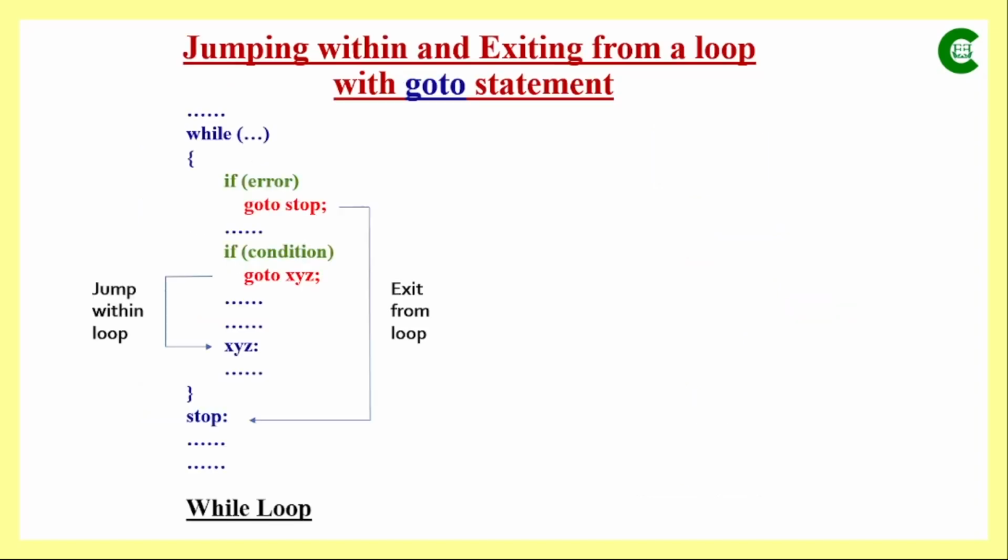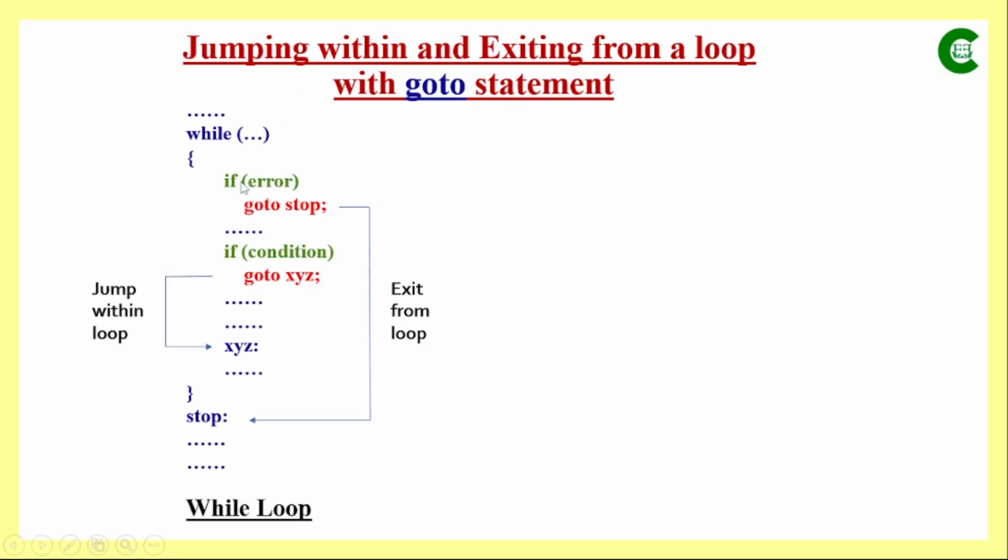Like the break statement, we have the goto statement in C programming, and this is a sample while loop where we can see that within this loop we have a goto statement. With the help of the goto statement, the control jumps from one place to another place, and that place could be within that loop, or it could be outside of that loop.